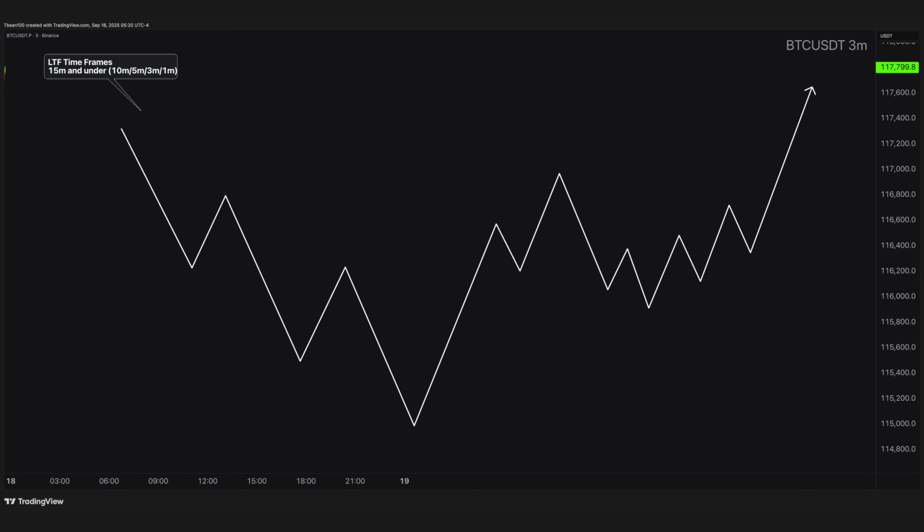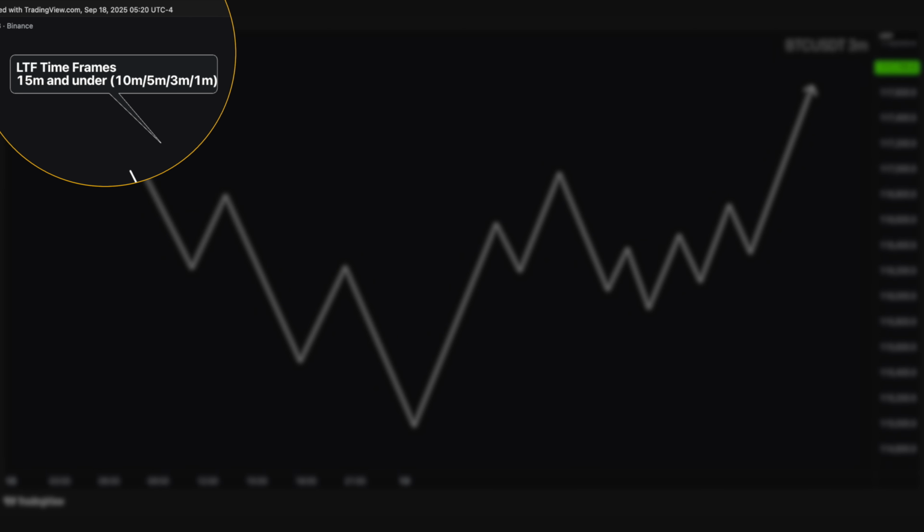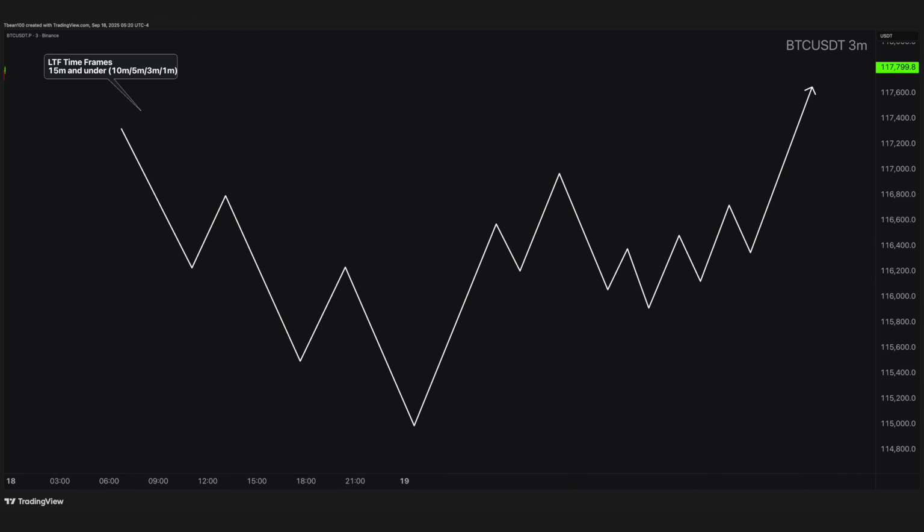When it comes to your lower time frames, I suggest you focus on 15 minutes or below. That could be 10 minutes, 5 minutes, 3 or 1 minute. It doesn't matter. Remember, this is the same area that we identified back in step 1. The zone with multi-imbalances and swing failure patterns.